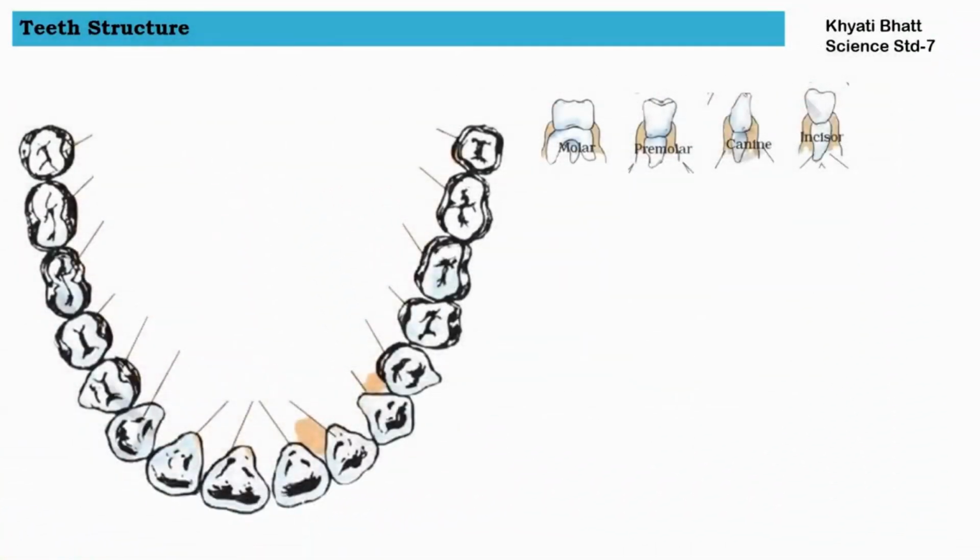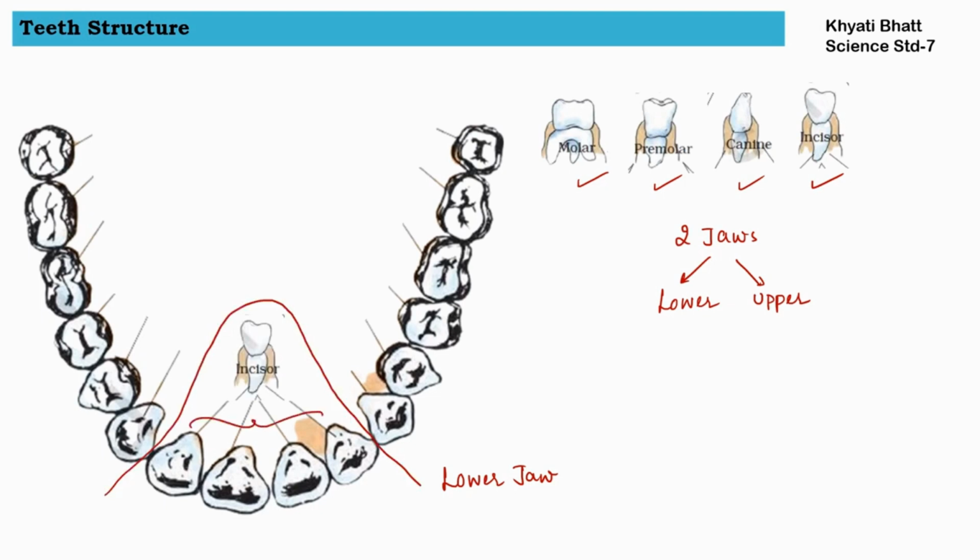Now let us discuss the teeth structure of our mouth. There are a total of 4 types of teeth in our mouth. In our mouth there are 2 jaws, lower and upper. Here we are talking about one specific jaw. Let us take the lower jaw. In the lower jaw there are 4 types of teeth. The first 4 teeth are incisors. So there are 4 incisors in one specific jaw.